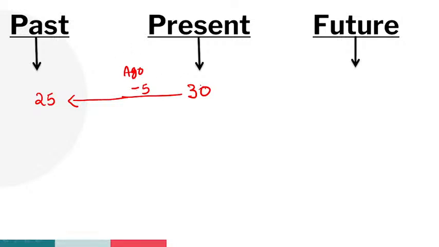I'm taking the same example. Present, my age is 30 years. 5 years before, my age was how much, guys? 25 years. In this concept, ago or before means minus. Just remember, guys, this point is very important.